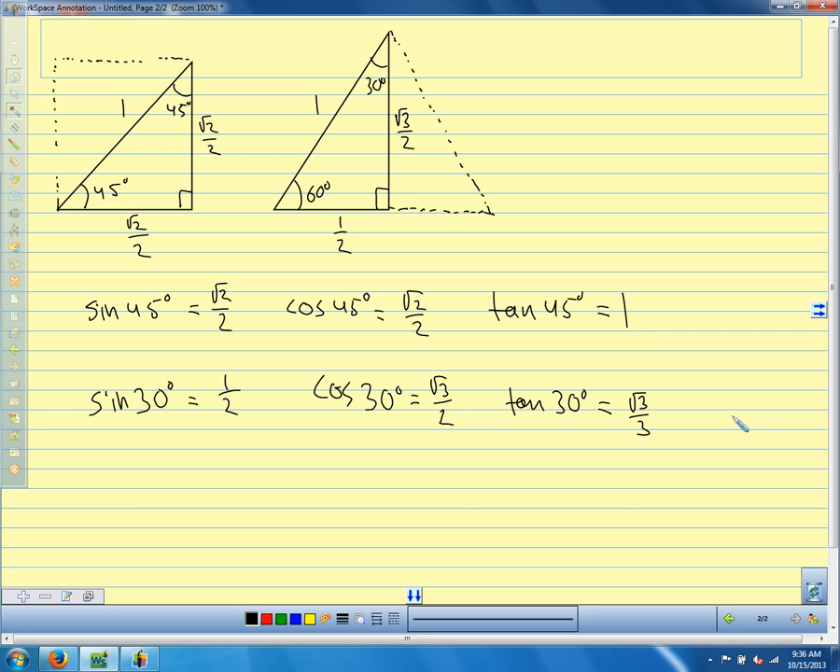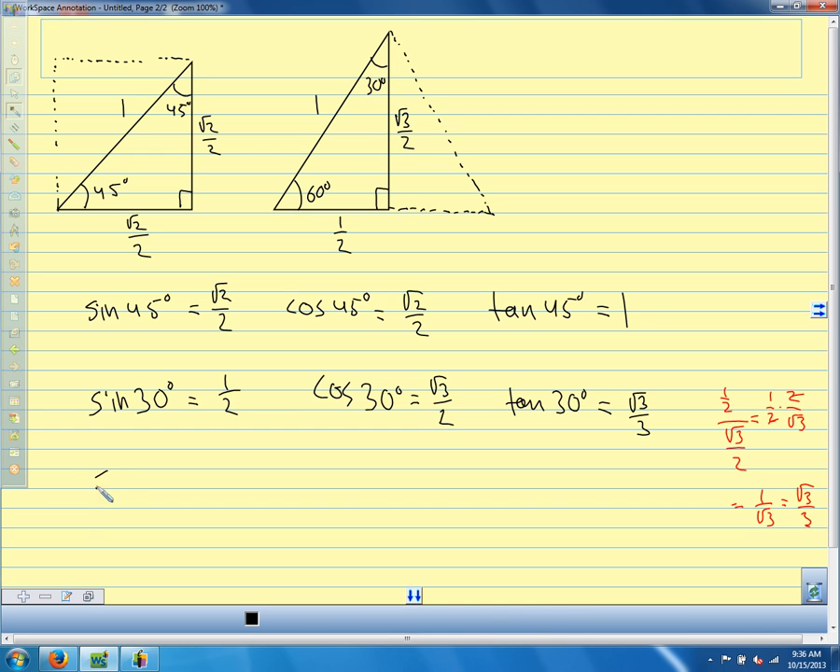So let me write that out here. I have 1/2 divided by the square root of 3 over 2. When I divide by a fraction, what am I doing? Multiply by the reciprocal. So 1/2 times 2 over square root of 3. The 2's cancel, and I get 1 over square root of 3, which rationalizes to square root of 3 over 3. So there's my tangent.